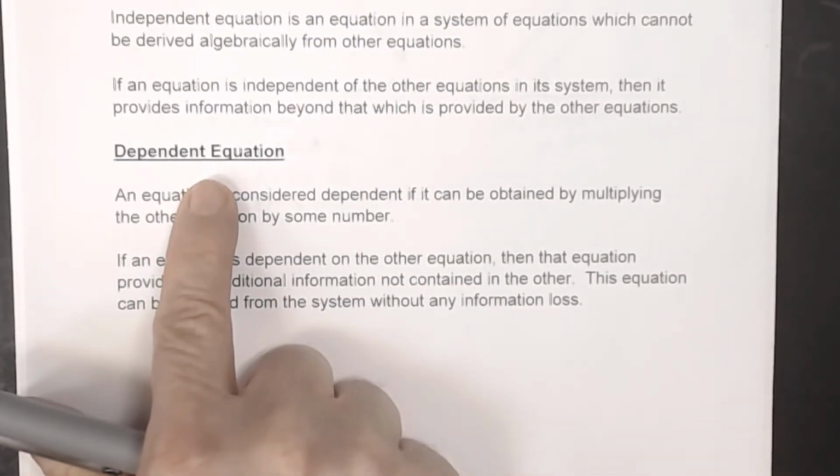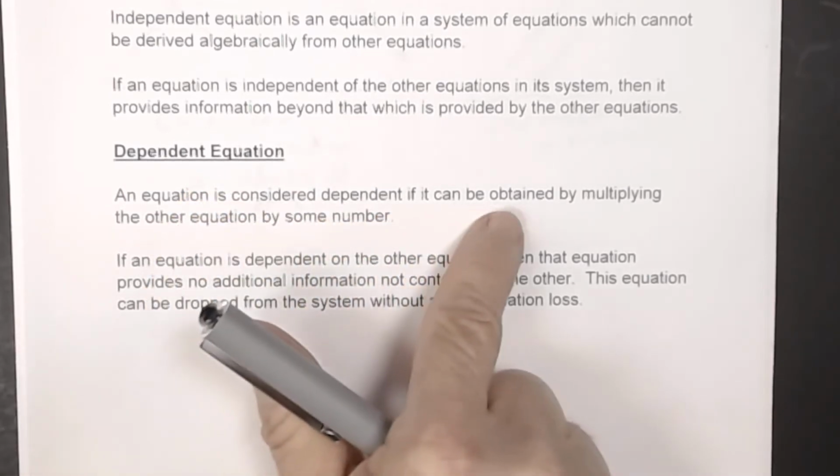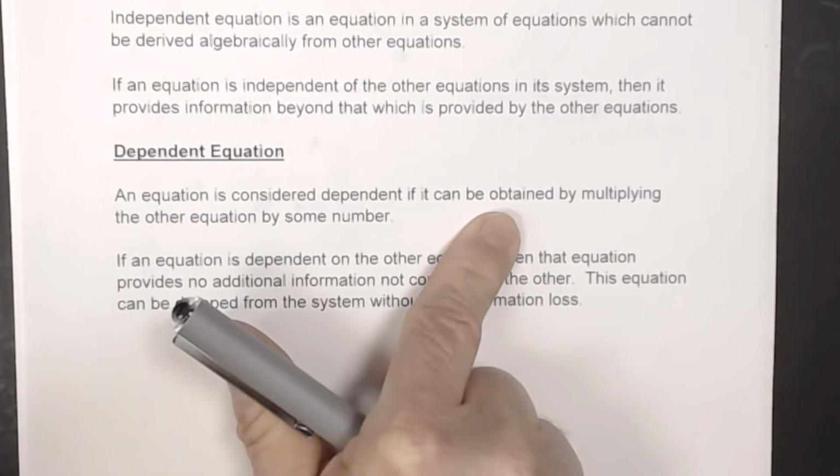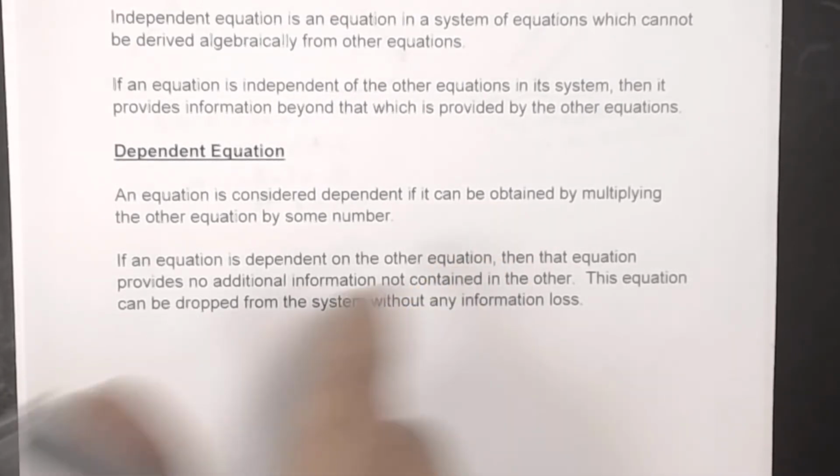All right, I'm going to go to the dependent. A dependent equation means that an equation is considered dependent if it can be obtained by multiplying the other equation by some number.